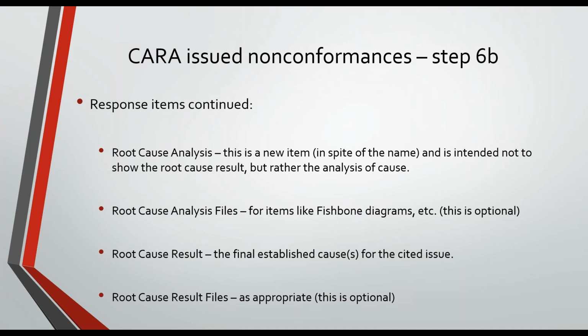Now the most important of these 4 items is the root cause result. This is your final established cause for the cited issue. So whatever cause or causes you've arrived at, this is where you will ultimately make those official. And then there is a root cause results files item as well. Again, optional. You may or may not have an attachment to support your root cause result.